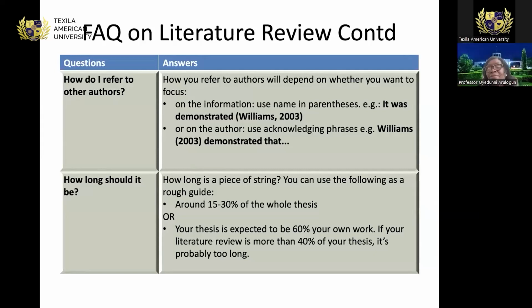Also, another question to ask is, how long should the literature review be? Should it be like 50% of the entire thesis? But the rule of thumb is that around 15 to 30% of the entire thesis should be your literature review. Another thing that can guide is that the thesis is expected to be 60% of your work. So if your literature review is more than 40% of your thesis, then it's probably too long. So between 15 to 30% of the whole thesis would be fine.